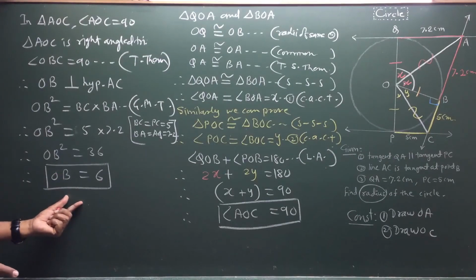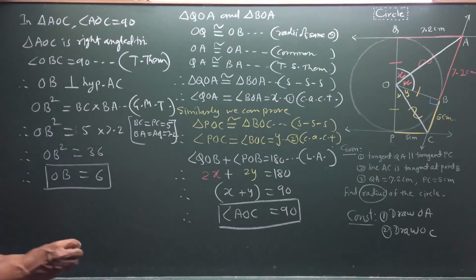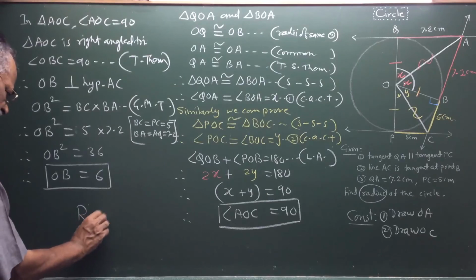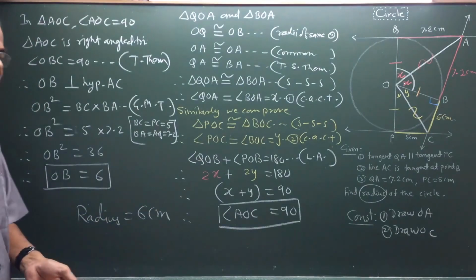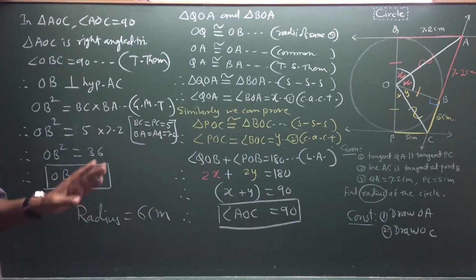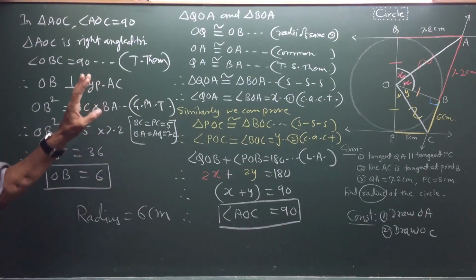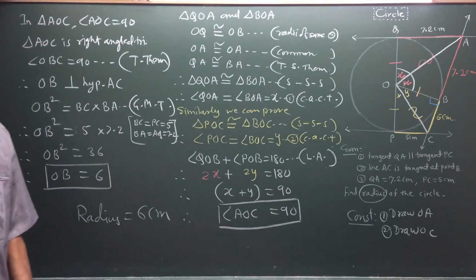So what is the radius of the circle? We are getting 6 centimeter. So that is your final answer. The radius is equal to 6 centimeter. This is your final answer. Further, you are using the geometric mean theorem.